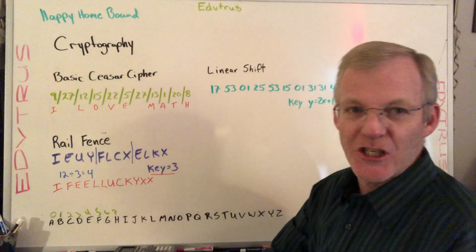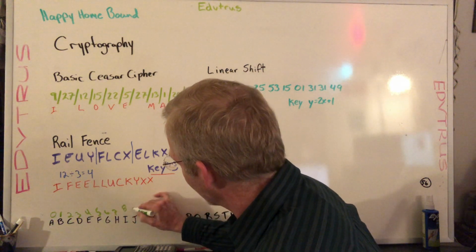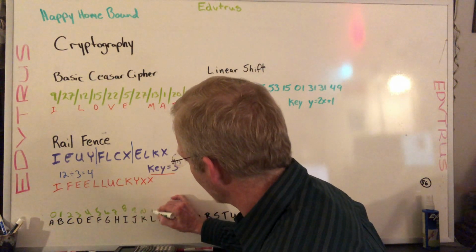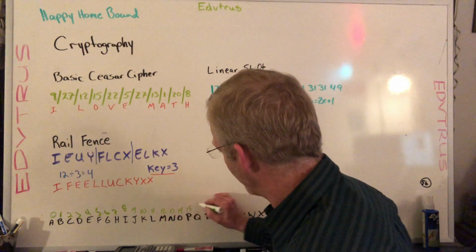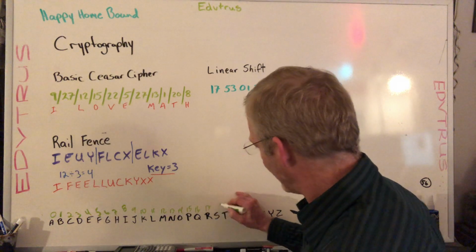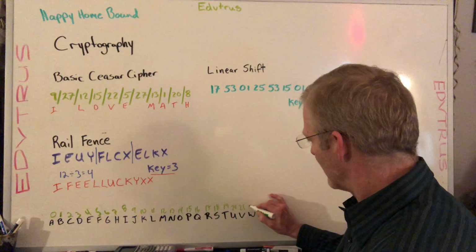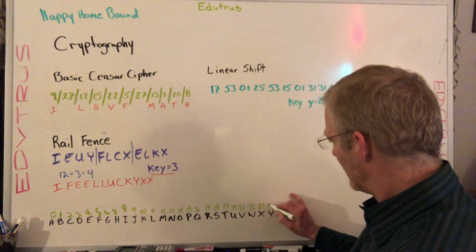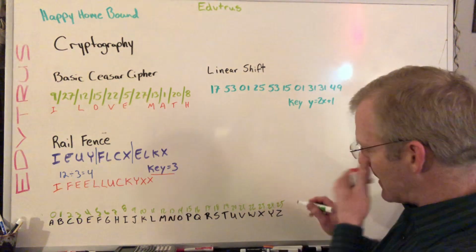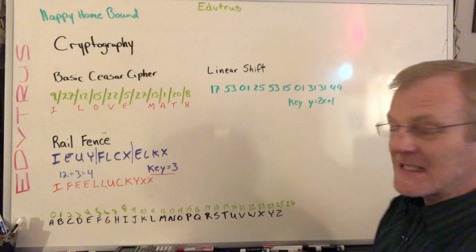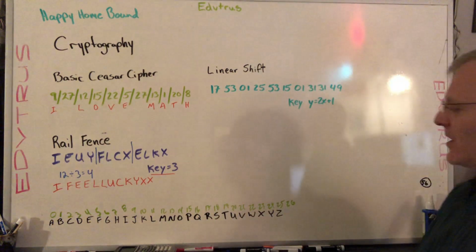That's funny, 6 is G. They look similar, huh? 7, 8, 9, 10, 11, 12, 13, 14, 15, 16, 17, 18, 19, 20, 21, 22, 23, 24, and 25. Now, if I wanted a space here, I suppose I would call that 26. Okay? So, how do we do the linear shift?